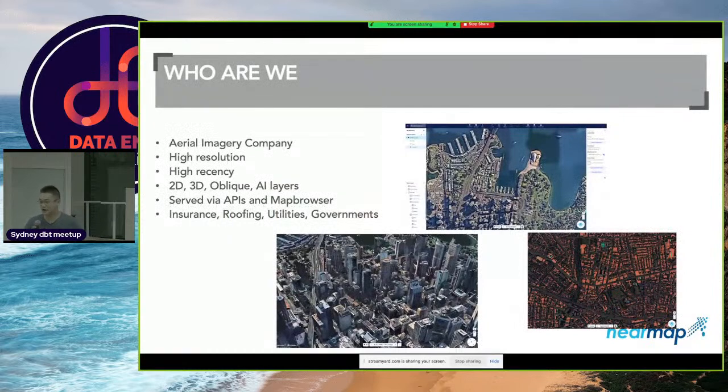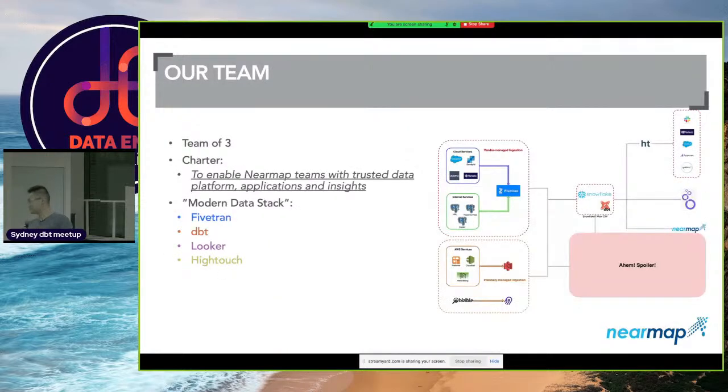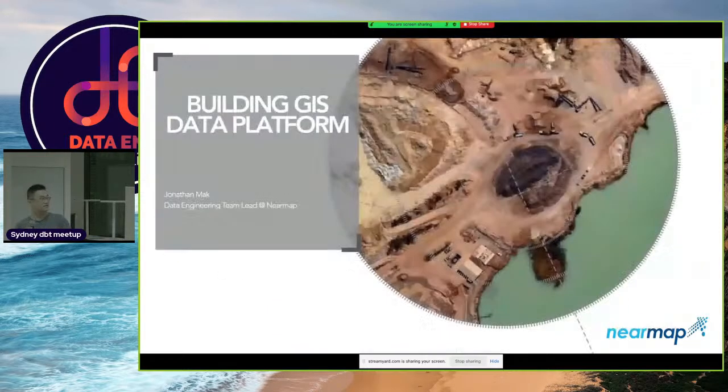Yep, so again, thanks for coming today, and very nice to have you guys here. It's the first meetup ever happened in Nearmap, so you guys are all part of it now, part of history, I'd say. Can we move back one slide?